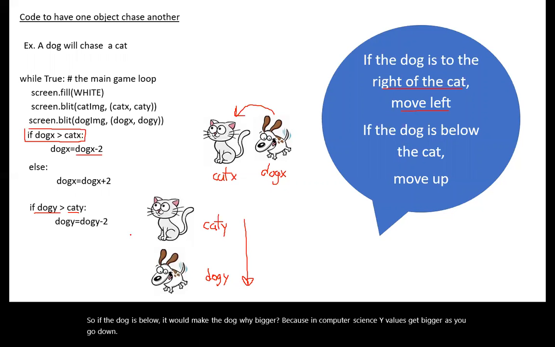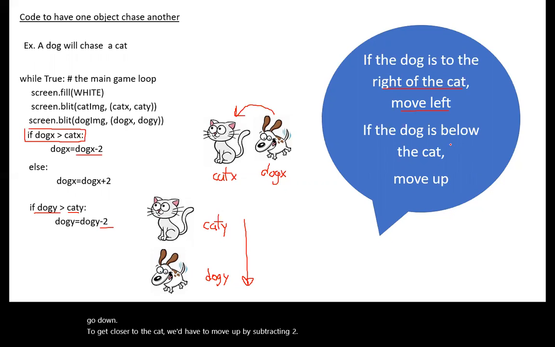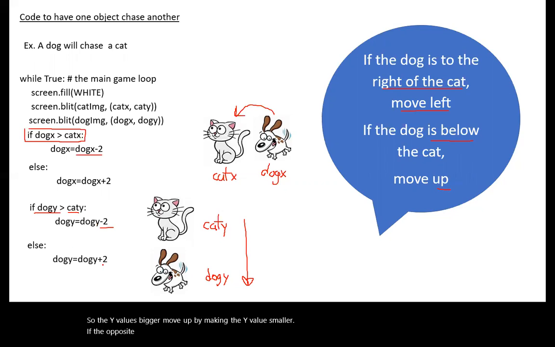To get closer to the cat, we'd have to move up by subtracting 2. So if the dog is below the cat, so the Y value is bigger, move up by making the Y value smaller. If the opposite is true, go in the opposite direction. So again, this is if you want one object chasing another.